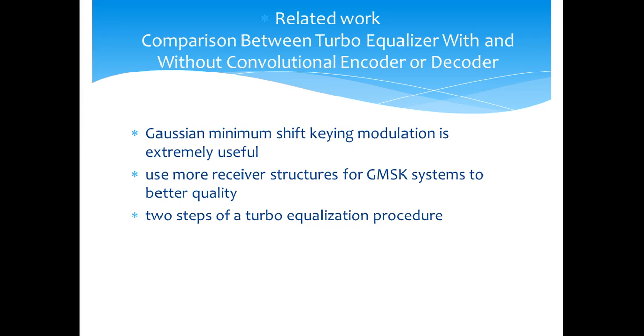The second related work is a comparison between a turbo equalizer with and without a convolutional encoder or decoder. First you need to know that Gaussian minimum shift keying modulation is extremely useful, and small receiver structures for a GMSK system will help us get better quality. Also, there are 2 steps for us to get into a turbo equalization procedure.